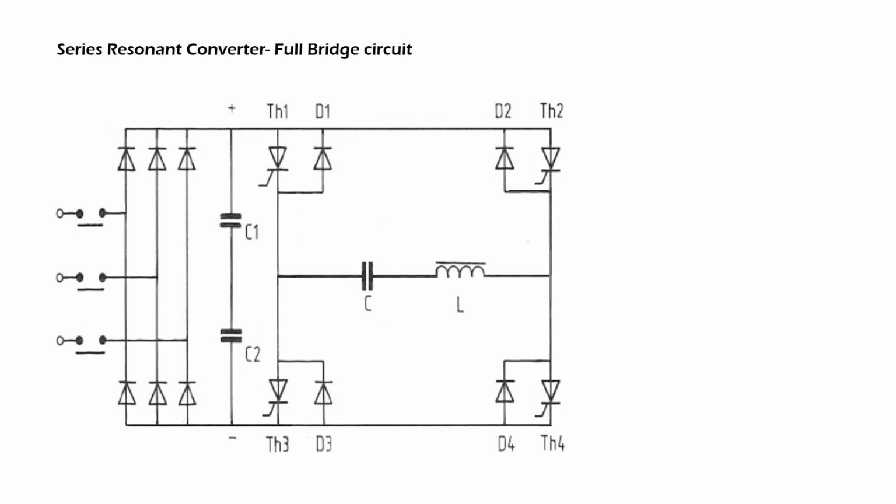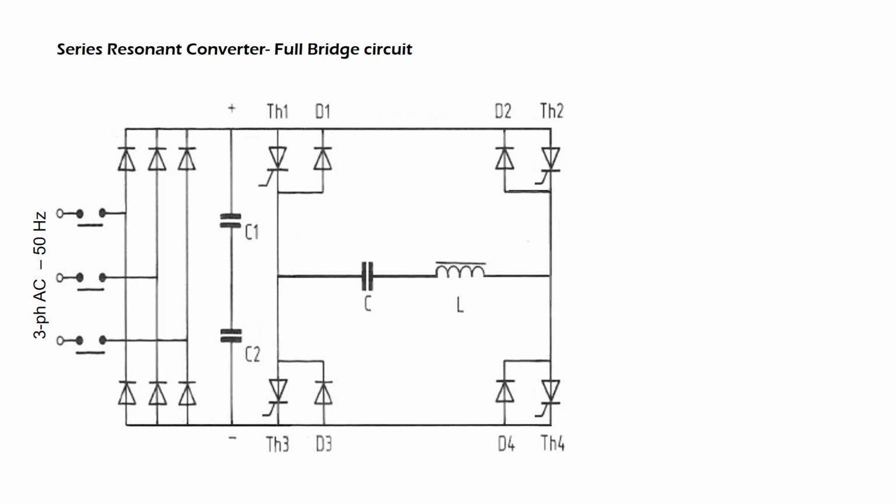The illustration shows the wiring diagram of a series resonant converter. An AC voltage of 50 Hz is applied to the input. This AC voltage is supplied to a rectifier bridge via a contactor. The DC voltage appearing at the output of the rectifier bridge supplies the capacitors C1 and C2. This DC voltage is transmitted to the four thyristors TH1 through TH4. The series resonant circuit consisting of capacitor C and inductor L is located in the middle of this bridge.